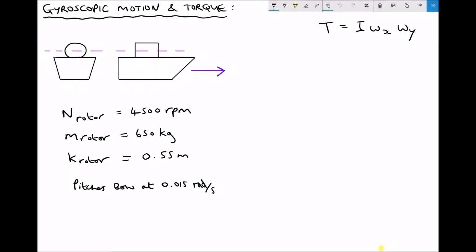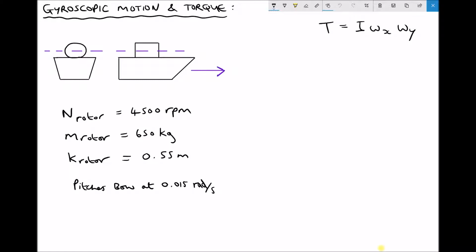So what we have in the top left-hand corner is a picture of a boat or a ship, and on top of the boat we have a motor that's most likely being used to propel that boat forwards. Now we've been given some information. We've got the rotational speed of the rotor within the motor, that's the rotating component. We have the effective mass of that rotor, and we also have the radius of gyration for the rotor.